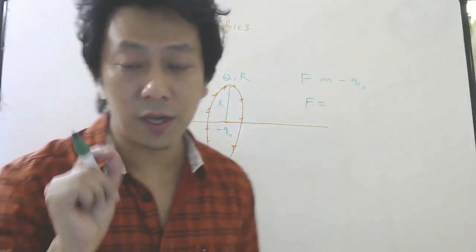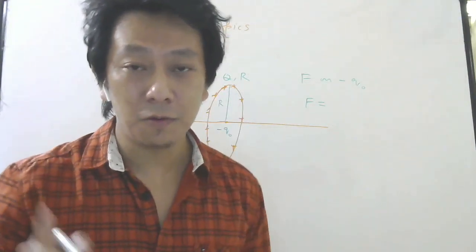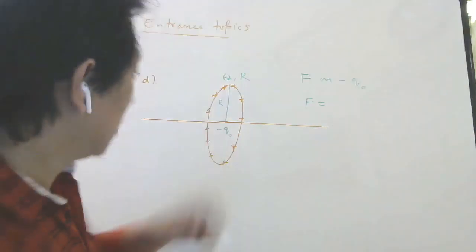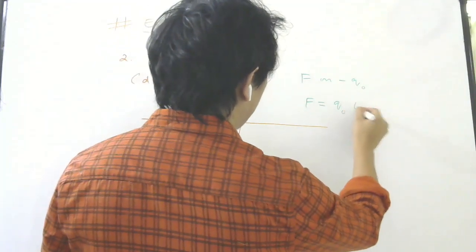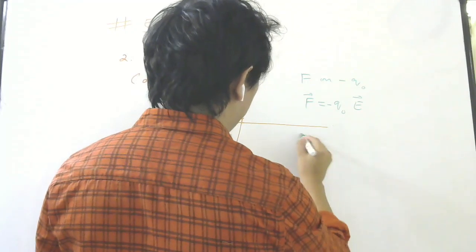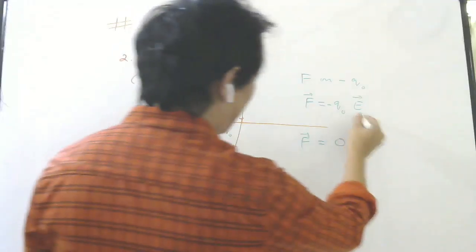What will be the force on this? I told you, once you know electric field, what do you know? Force on 1 coulomb. So if you want to find force on q coulomb, what you should do? q into E. So already we know electric field here. So it will be q naught into E. If you put minus, then put the sign. So what will be the force? 0. Why? Because at the center, what is electric field? 0. So 0 into q naught, 0.